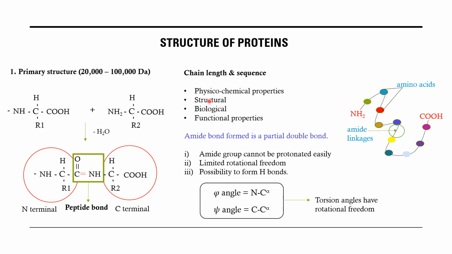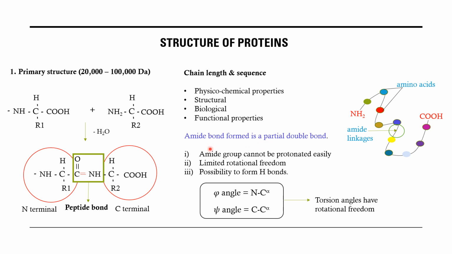The physicochemical properties, structural properties, biological properties, and functional properties are all determined by the chain length of the polypeptide that is formed, and also the manner in which these amino acids are arranged in the polypeptide chain. The amino acids also carry the code necessary for the formation of the secondary and tertiary structure of your protein. One important feature about the amide bond or peptide bond that is formed is that it is a partial double bond.